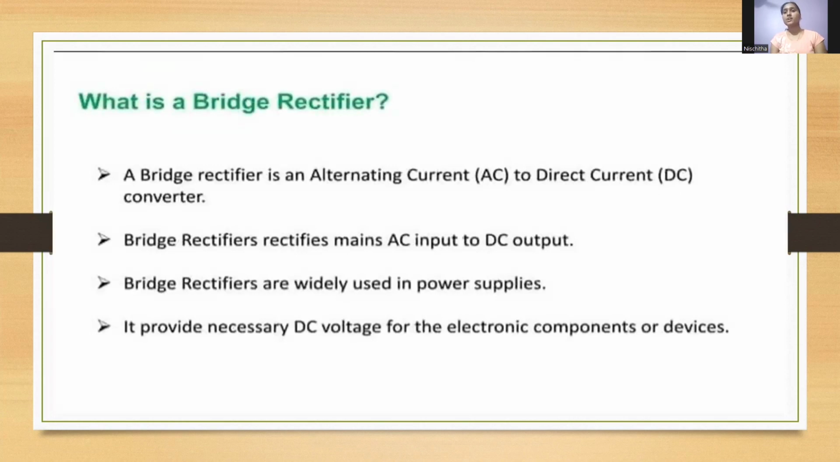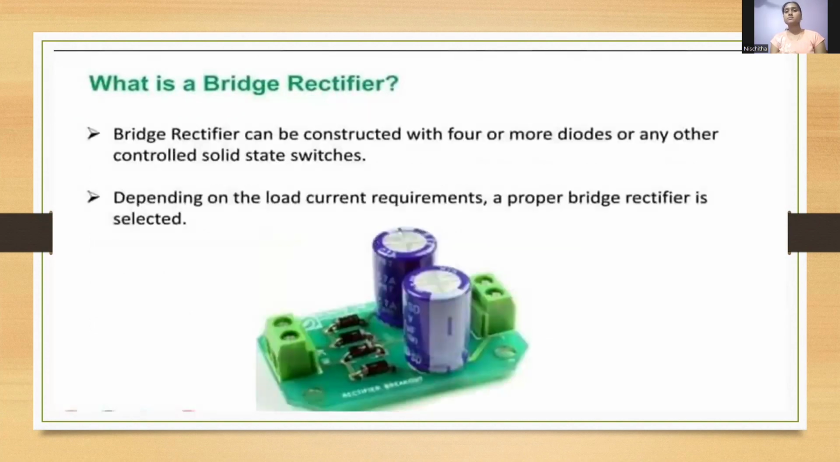Next, what is a bridge rectifier? A bridge rectifier is an alternating current to direct current converter. A bridge rectifier rectifies AC input to DC output. Bridge rectifiers are widely used in power supplies. It provides the necessary DC voltage for electronic components or devices. A bridge rectifier can be constructed with four or more diodes or any other controlled solid-state switches. Depending on the load current requirements, a proper bridge rectifier is selected.